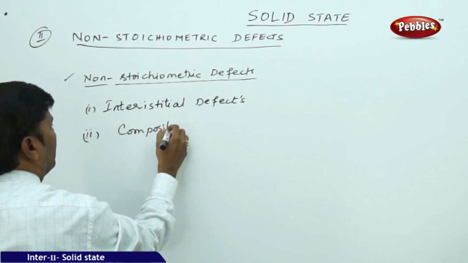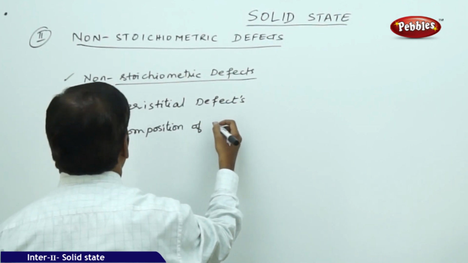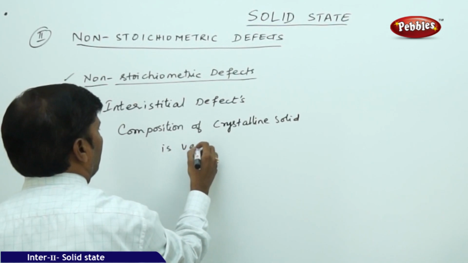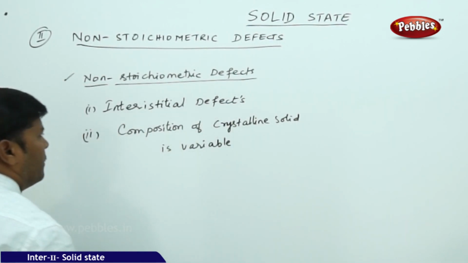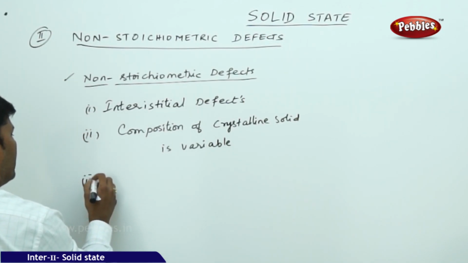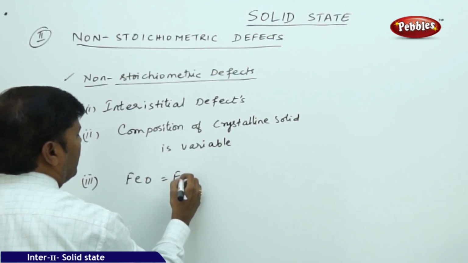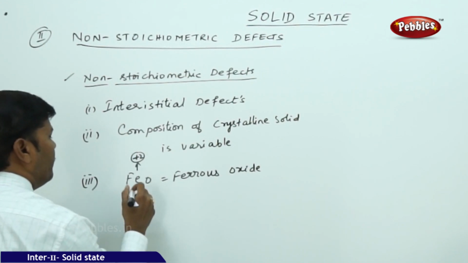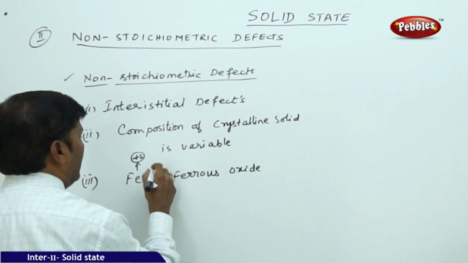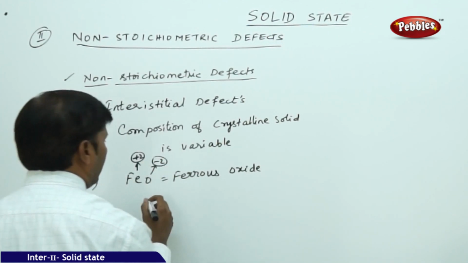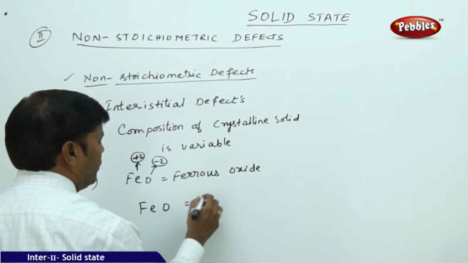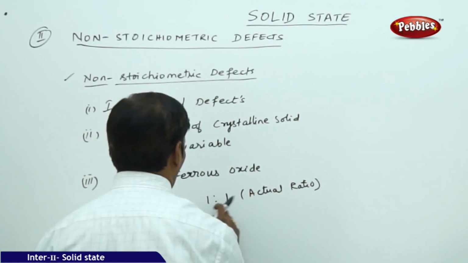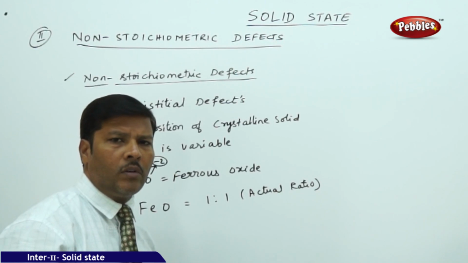The composition of a crystalline solid is variable, not fixed. For example, take FeO, ferrous oxide. If it is ferrous, the oxidation state of iron is +2 and the oxidation state of oxygen is -2. So the ratio of iron to oxygen should be 1:1. If it shows the ratio 1:1, then the crystalline solid is stoichiometric.